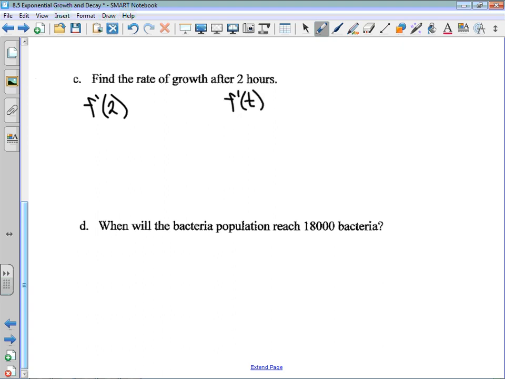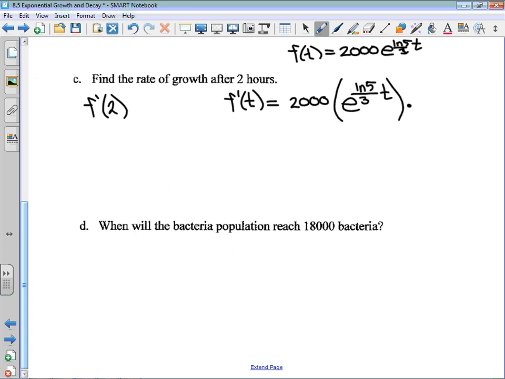So f of t was equal to 2,000 times e to the power of the natural log of 5 over 3 times t. When I take the derivative of that, I'm going to put the 2,000 out front. I'm going to multiply. Now, the derivative of e to the power of x is e to the power of x. So e to the power of the natural log of 5 over 3 times t is still going to be there, but then I'm going to multiply by the derivative of that exponent, and that is just the natural log of 5 over 3.